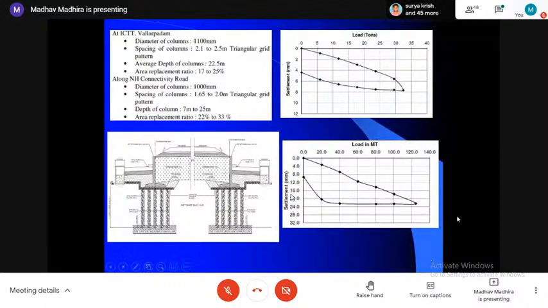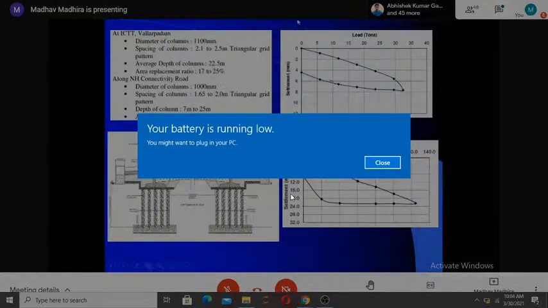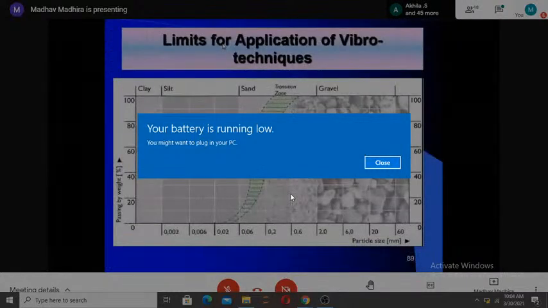One gets the load settlement graph, even with 30 to 40 tons per meter square load, settlement is less than 10 millimeter. On a soft clay, you're able to achieve such a very high bearing capacity, which is something very unique. I want you to see the diameter of the columns is around 1000 to 1100 millimeters. But how do I choose between the two? If I have granular material, I can vibro compact. If it's a fine grain material, I go for vibro replacement.